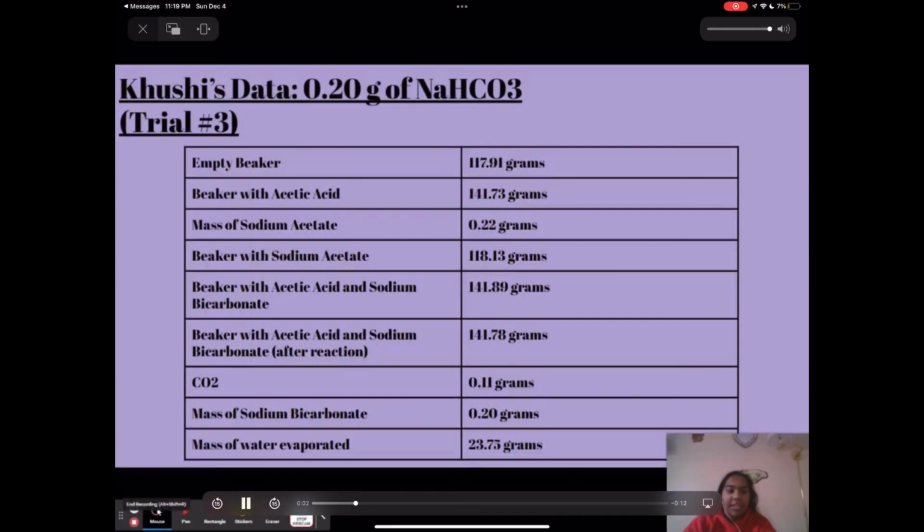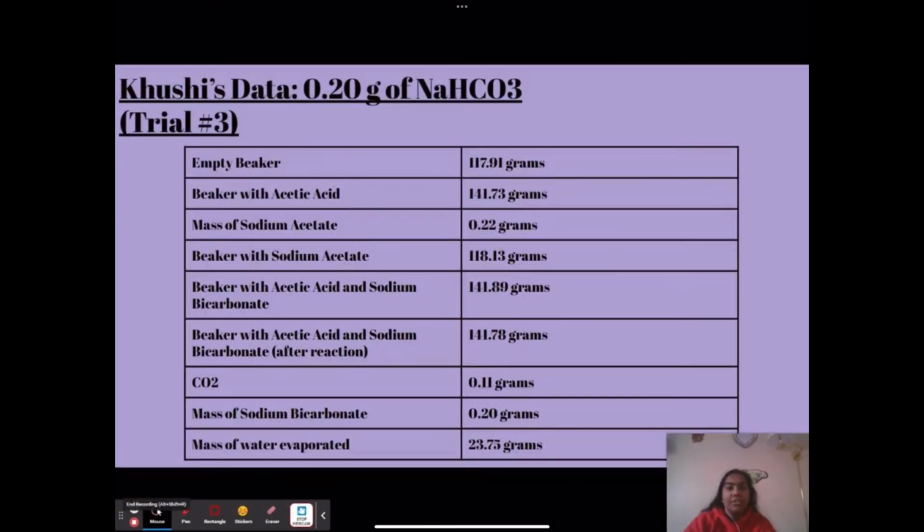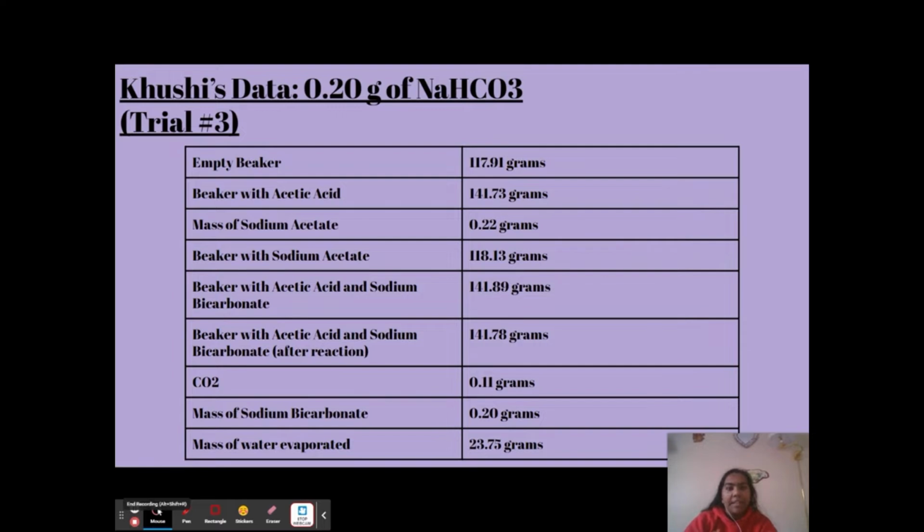Shown is the data table that represents the 3rd trial with 0.20 grams of sodium bicarbonate. The amount of sodium acetate produced was greater than trial 1 and 2, with 0.22 grams of sodium acetate being produced.